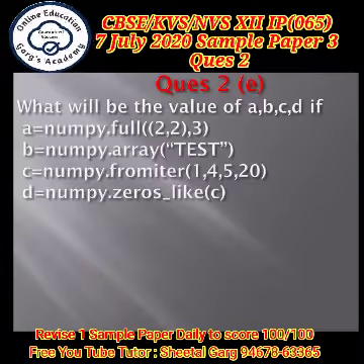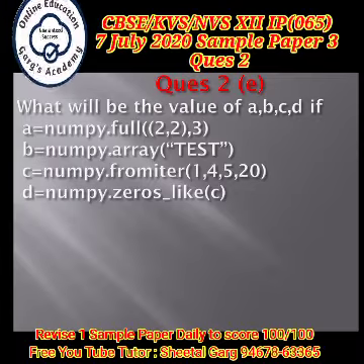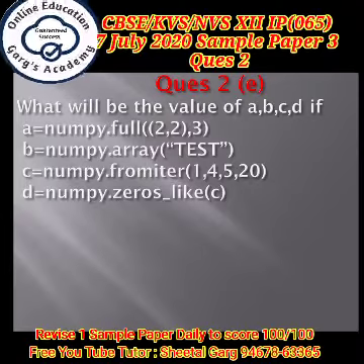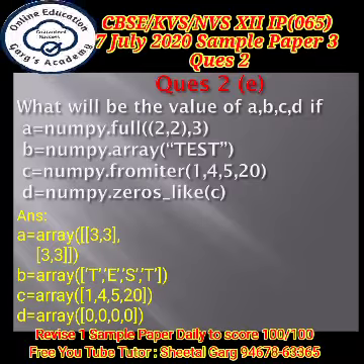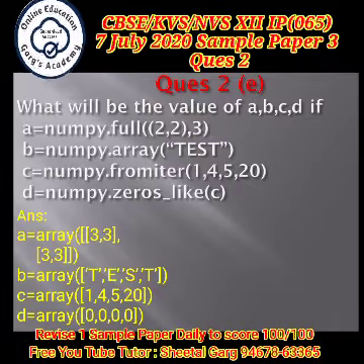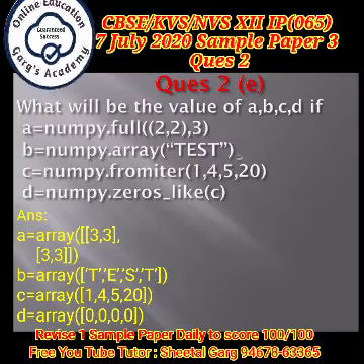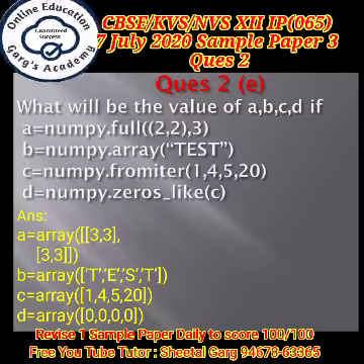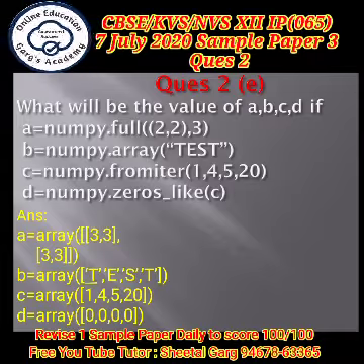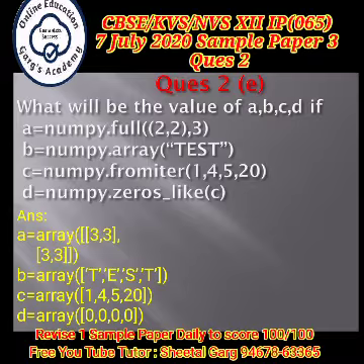Next question. Question 2, E part. What will be the value of A, B, C, D if array A equal to numpy.full((2, 2), 3)? So students, here the size given is 2, 2 and the value is 3. It will create an array with 2 rows and 2 columns and all the values will be 3. Next question. numpy.array('test'). Here a string is passed as an argument and the array will be created with each individual element of the string, and the answer will be an array having 4 elements with values t, e, s and t.